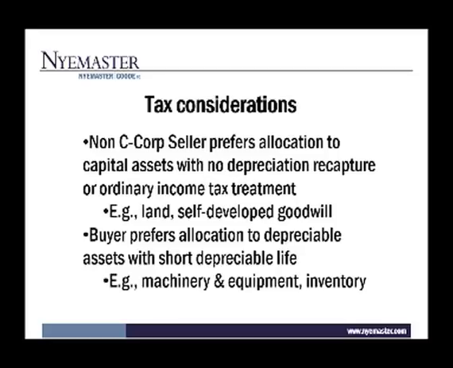These owners are going to prefer an allocation to capital assets that has no depreciation recapture, no ordinary income tax treatment, stuff like land or self-developed goodwill. Well, the buyer is going to prefer something that it can depreciate in a short amount of time, things like machinery and equipment and inventory. So in drafting the purchase agreement, just remember this is an issue that's out there and that the allocation is something that should be agreed upon at closing, or a method of agreeing upon it at closing, because you really do need to treat the allocation the same for both the buyer and the seller.